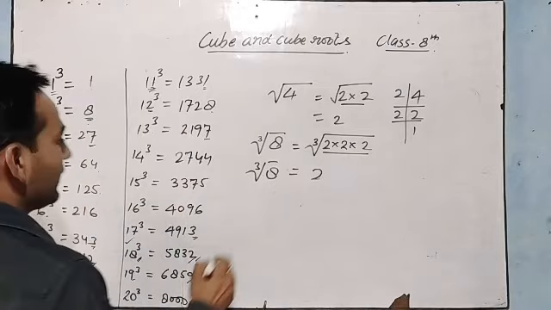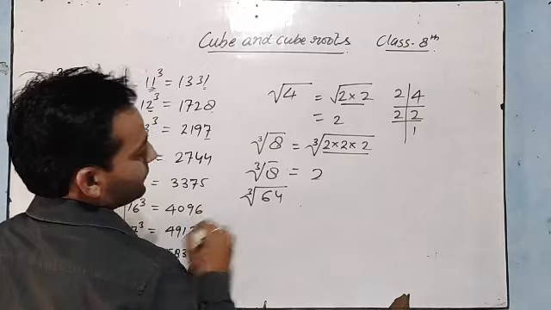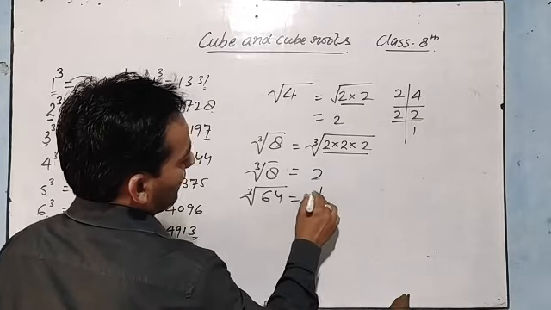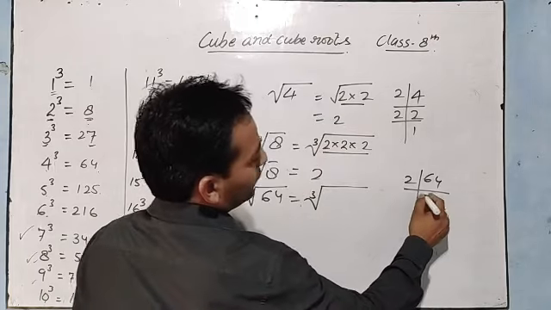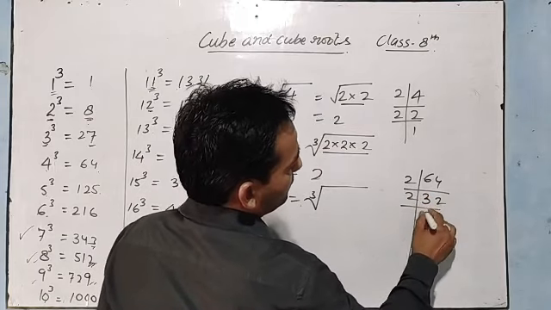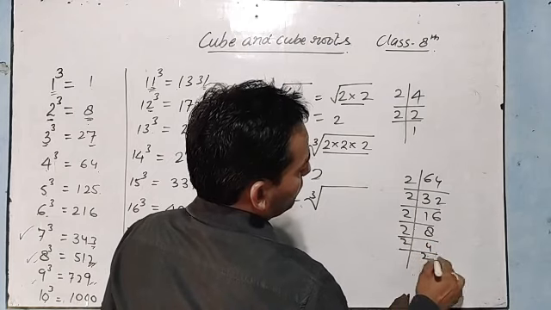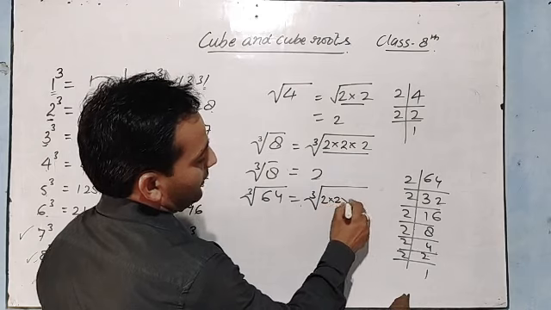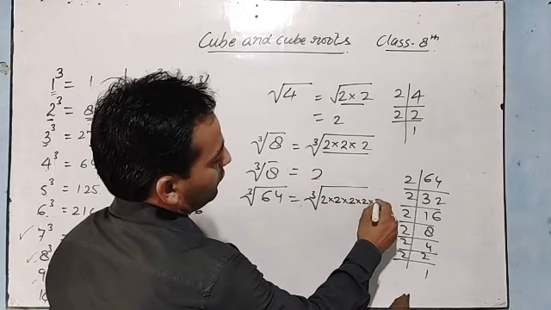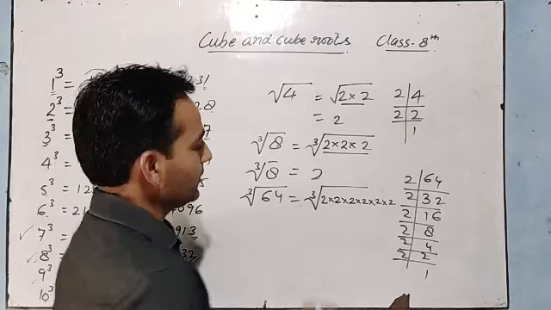Just like that we can write 64. We have to find the cube root of 64. So we will prime factorize 64 here. 2 3s are 6, 2 2s are 4, 2 1s are 2, 2 6s are, 2 8s are, 2 4s are, 2 2s are, and 2 1s are 2. So listen now. 2 multiplied by 2 multiplied by 2 multiplied by 2 multiplied by 2 multiplied by 2. 1, 2, 3, 4, 5, 6, 2s are there.